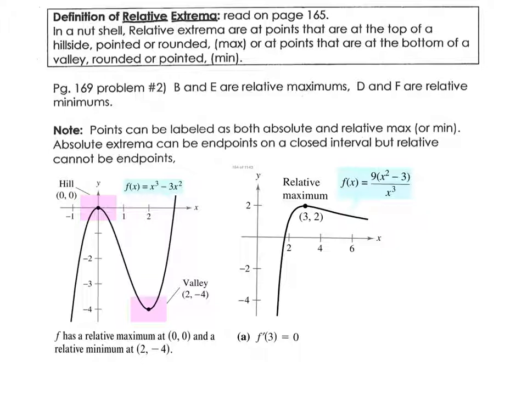In this next function, we have a relative maximum, but we have no relative minimum. It looks like we definitely come to the top of a hill right here at this point, (3, 2), and then the function is just going to keep descending down.